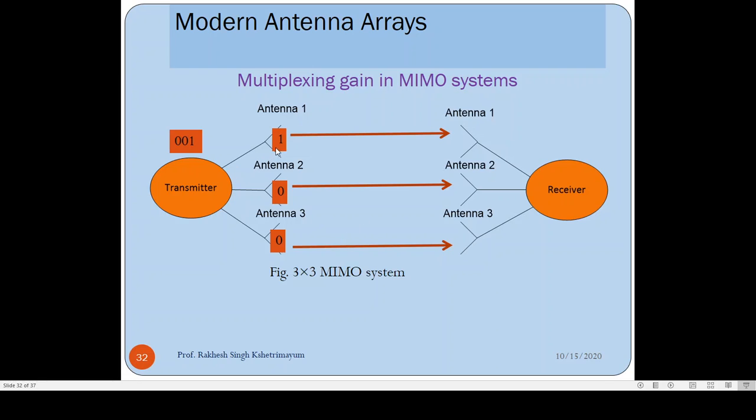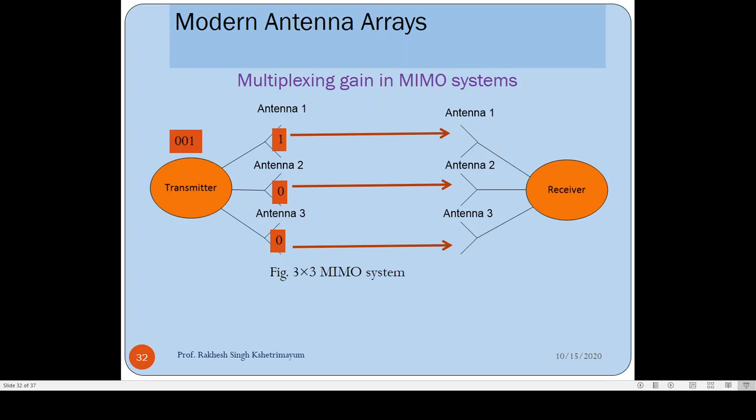Had it been only one antenna at the transmitter and one antenna at the receiver, only 1 bit could be sent at one particular instant of time. But if you have 3 antennas here, then you will be able to send 3 bits at a time. The gain in terms of this is called multiplexing gain or rate gain. So the speed with which you can send the bits from the transmitter to the receiver increases linearly with the number of antennas. If you have 3 antennas, speed will be thrice. If you have 4 antennas, speed will be 4 times that of the conventional wireless communication system which employs one antenna at the transmitter and receiver.